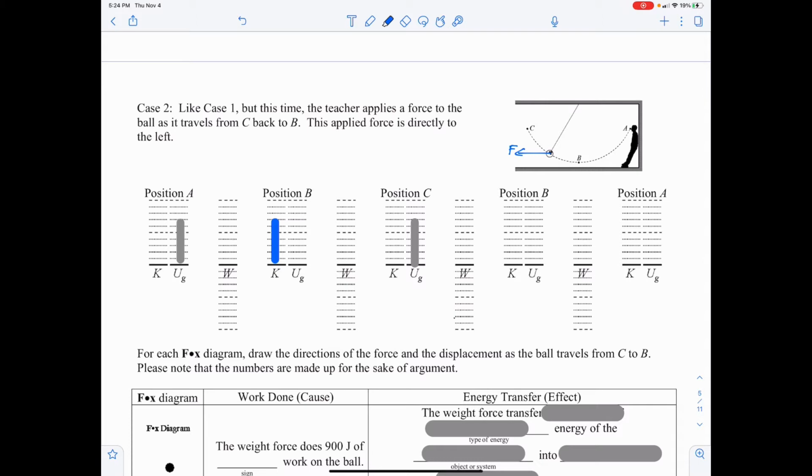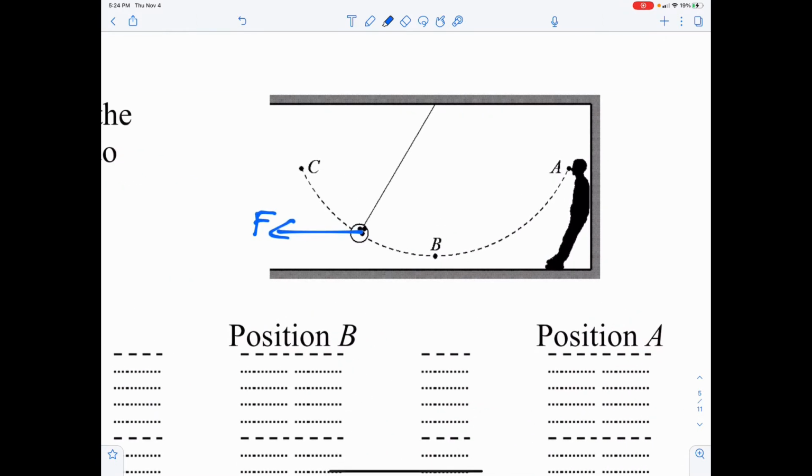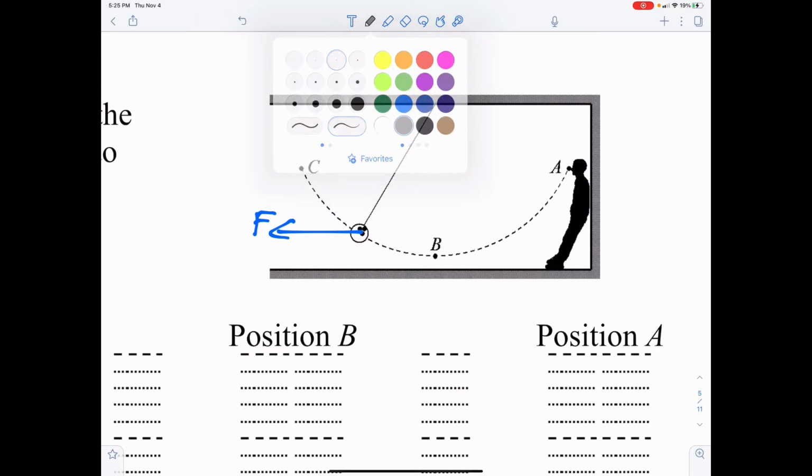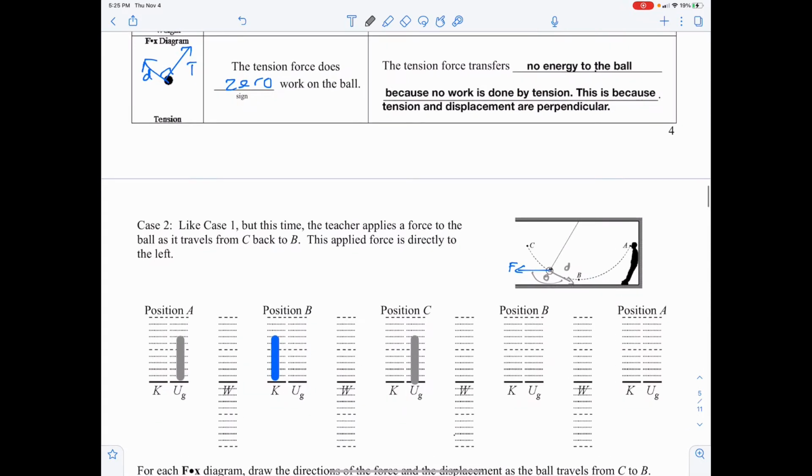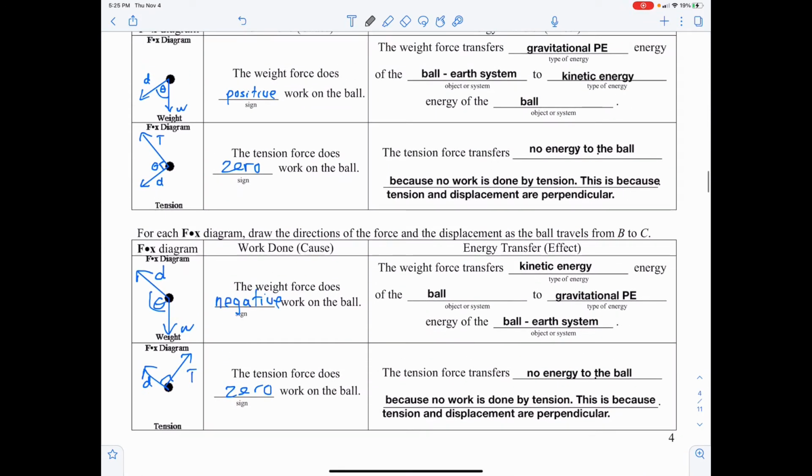Now, what is work doing? If you follow the picture here, the displacement of the ball is this way. Draw that a little bit smaller. And the angle between force and displacement is obtuse. If we go back and revisit that, when the angle between force and displacement is obtuse, meaning greater than 90 degrees, negative work is done.